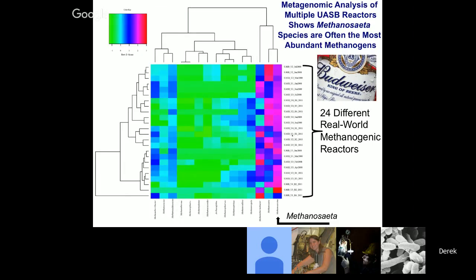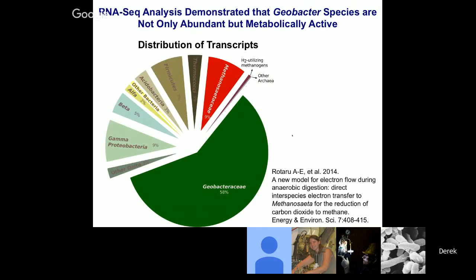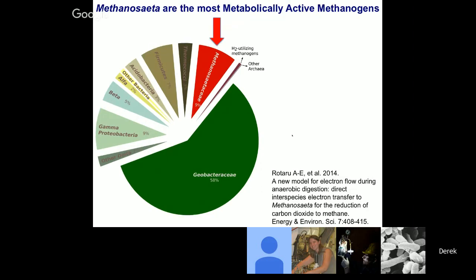The other big player in these anaerobic digester aggregates is the methanogen in the genus Methanosaeta. They're by far the most abundant methanogen, and they are an acetate-utilizing methanogen, or that's what they were known for. When you look at the transcriptomics, we see that Geobacter are not only abundant, but they're highly expressing their various metabolic genes and account for a vast proportion of the transcripts in the digester. And Methanosaeta is also metabolically active, accounting for the vast majority of the methanogen transcripts in that system.